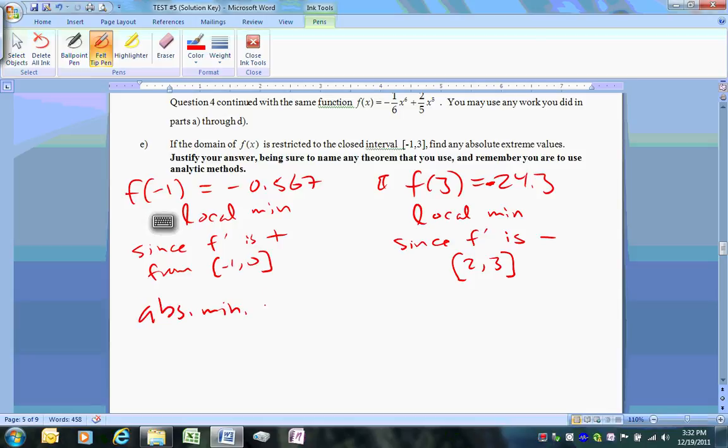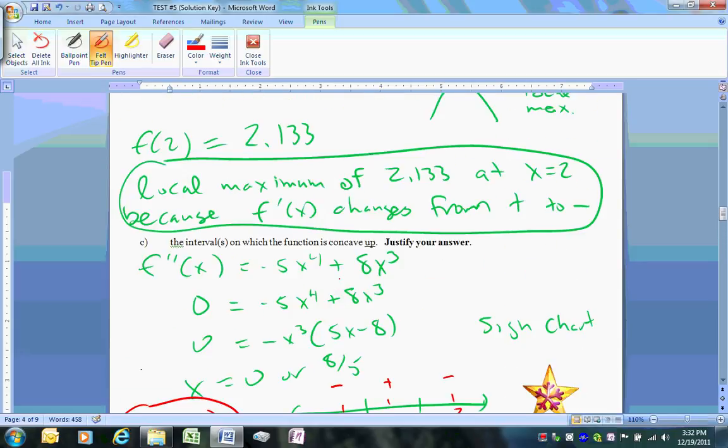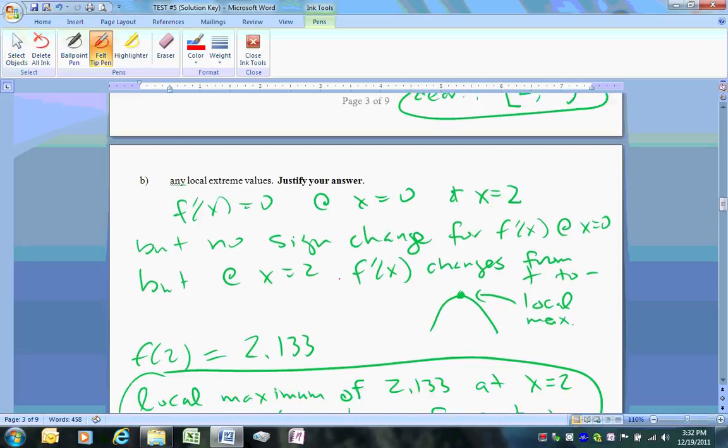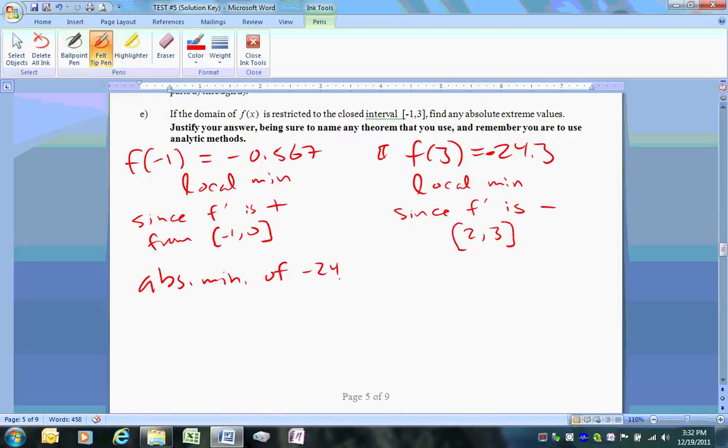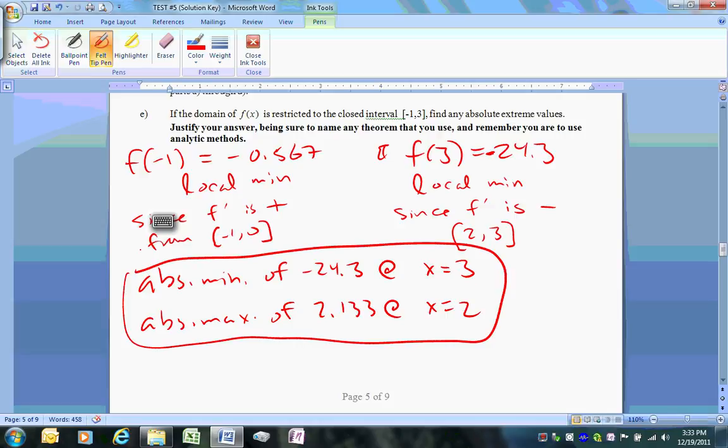So we have an absolute minimum, and there was no local minimum found in part B. So the lowest possible point would be negative 24.3 at x equals 3. And we have an absolute max because the endpoints didn't provide any local maximum points. So we go with what we had in part B, 2.133 at x equals 2. So that concludes number 4.